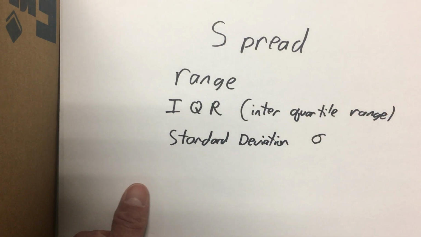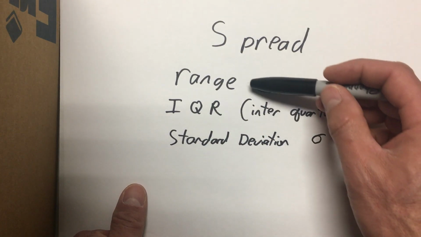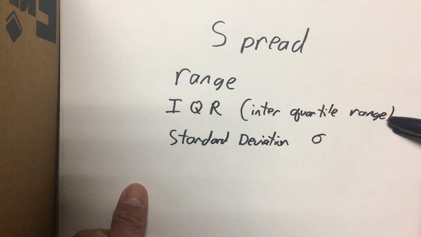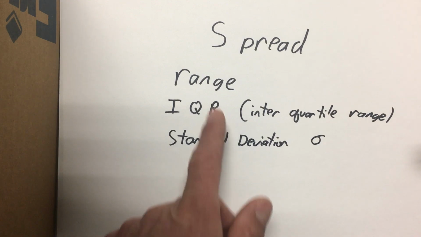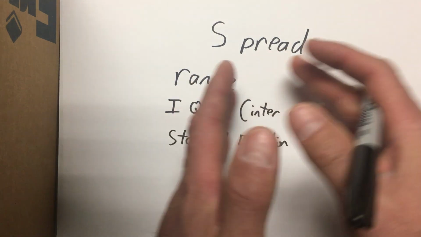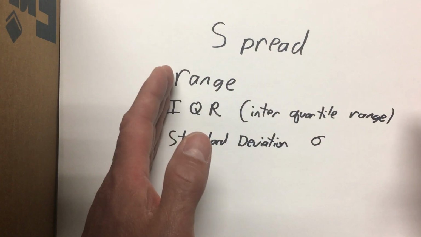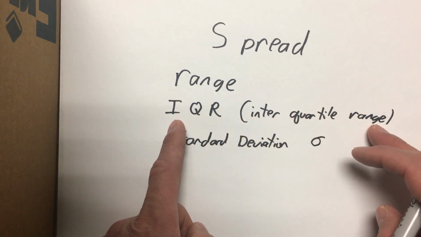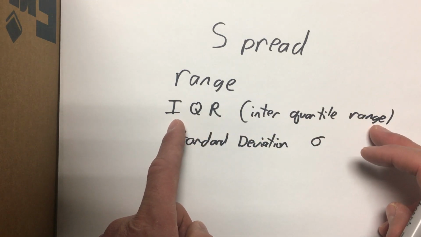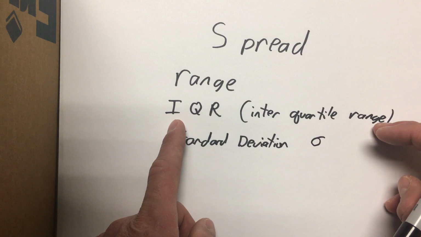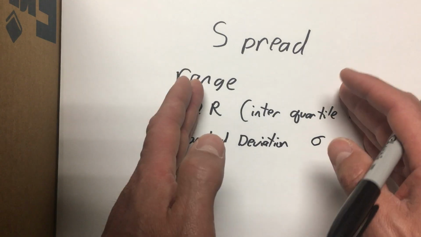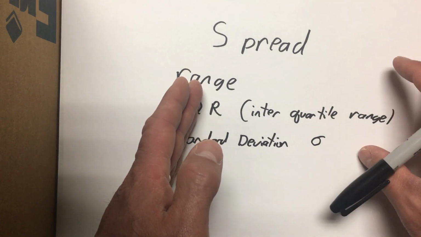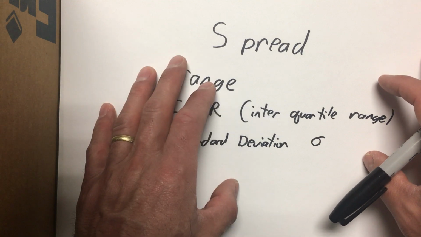There are more than that, in fact. But the three ways we're going to look at are the range, the interquartile range, and the standard deviation. The range is simply how spread out they are from the extremes. It's the highest minus the lowest number. The interquartile range is the same as that, except it's only looking at the middle half of the data. So we're ignoring the top quarter and ignoring the bottom quarter.